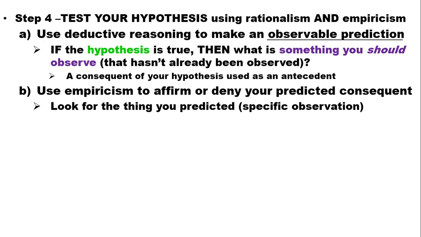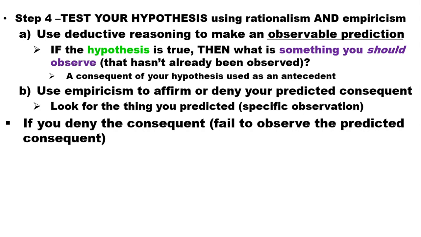The obvious second part of the test is once you've made a prediction of what you should observe if your hypothesis is true, then you use empiricism. Again, you go out and you look for that thing you predicted should be observable. You're now using observation, you're using empiricism the way we did in step 2, but it's a little different because now you're looking for something specific. In the first case, you were collecting as many observations as you could because you didn't know which one would be important. Now you're looking for that specific thing that you predicted.